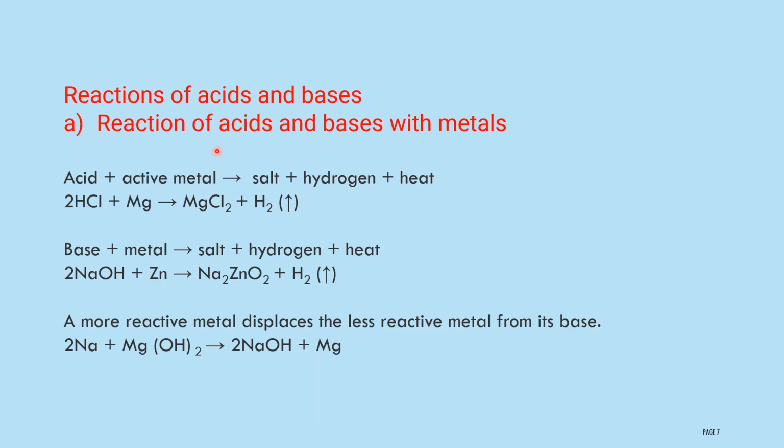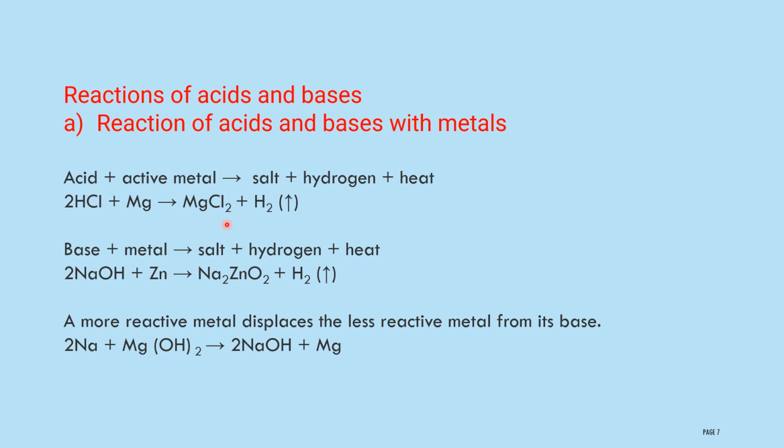Reaction of acids and bases. Reaction of acids and bases with metals. Here, an acid reacts with an active metal to give salt and hydrogen gas, plus heat is liberated. For example, hydrochloric acid reacts with the active metal magnesium, and gives magnesium chloride, a salt, with the liberation of hydrogen gas and heat.